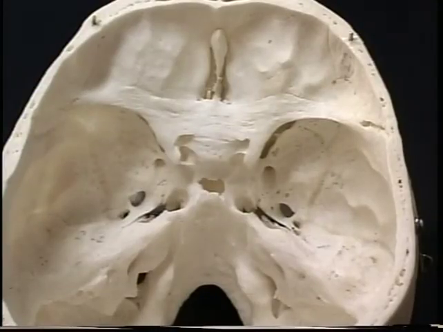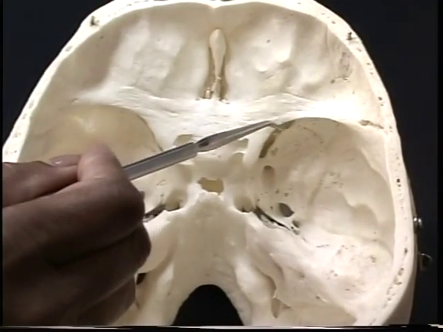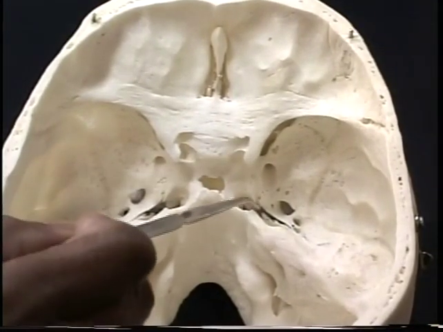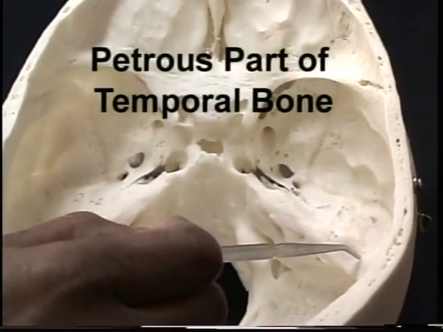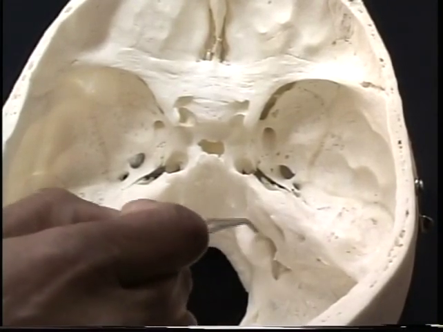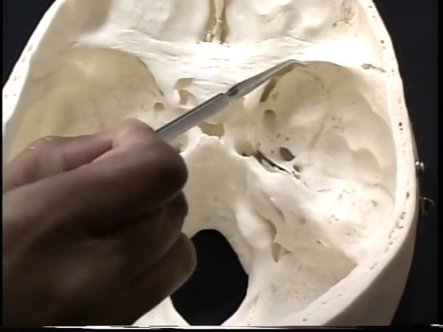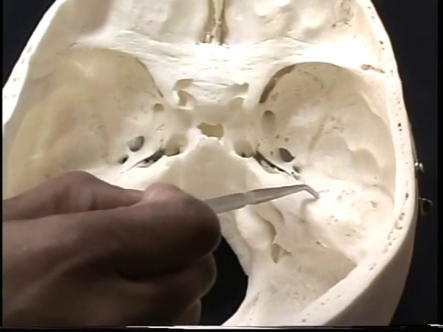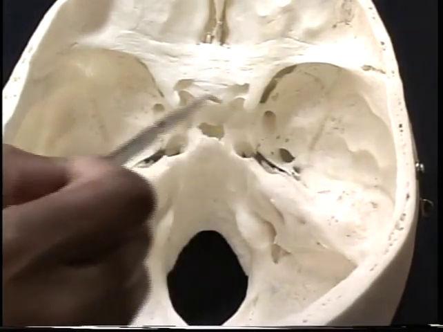Now I am going to demonstrate the boundaries of the middle cranial fossa. The anterior boundary is formed by the lesser wing of the sphenoid bone. The posterior boundary is formed by the petrous part of the temporal bone. This projection which you see in here is the petrous part of the temporal bone. So this area from here to there is the middle cranial fossa on each side.